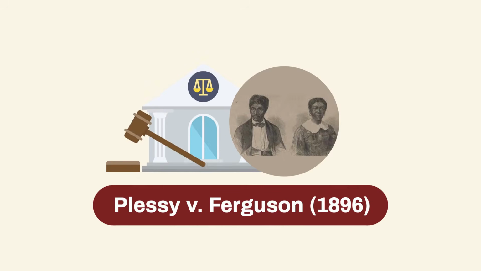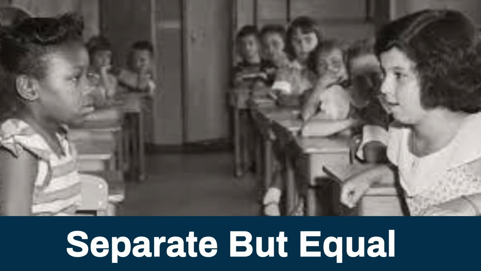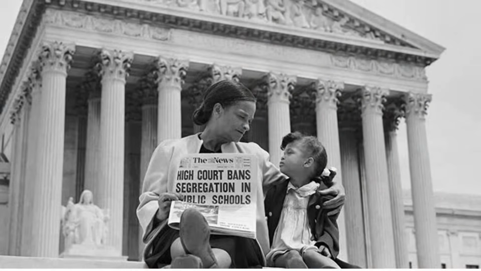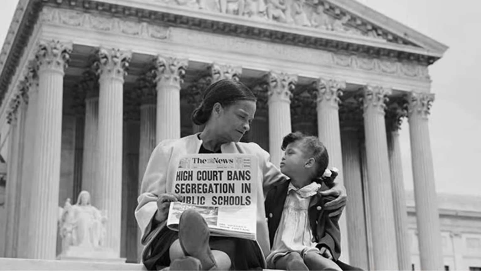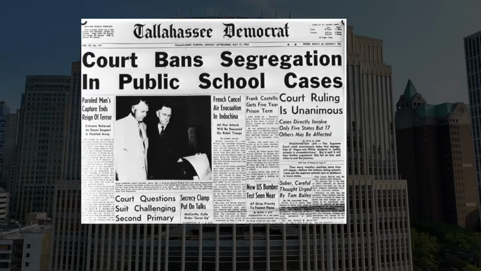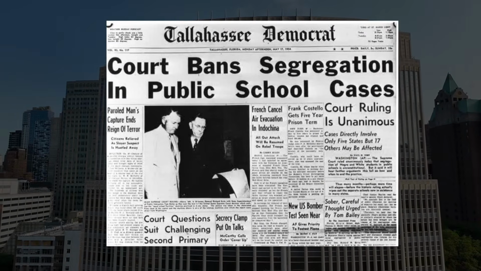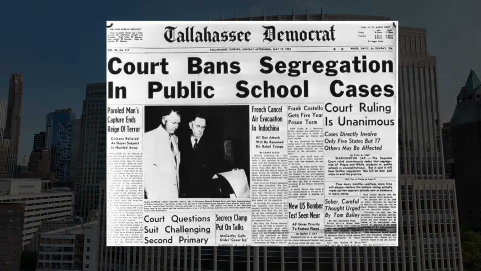Plessy v. Ferguson, 1896. This case created the doctrine of separate but equal, legalizing segregation as long as facilities were supposedly equal. It stood until Brown v. Board overturned it decades later. Segregation cases like this are common test content. Be sure you can connect them.